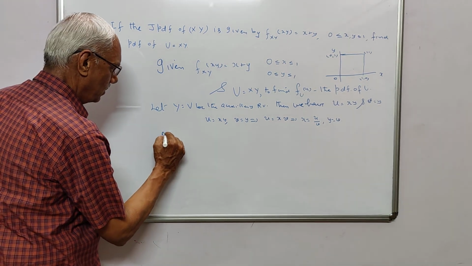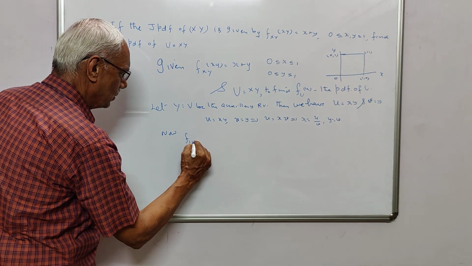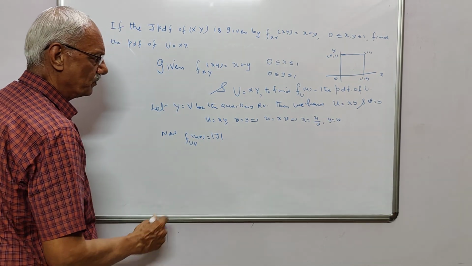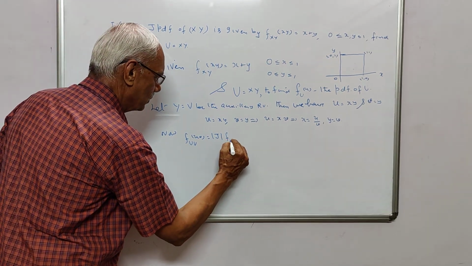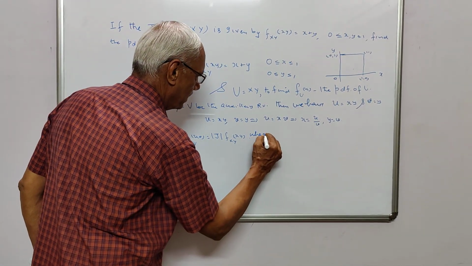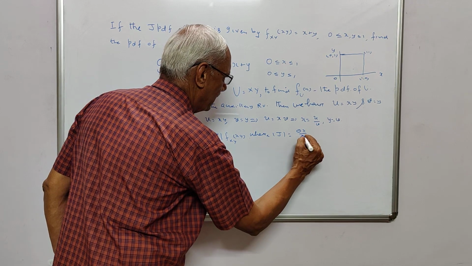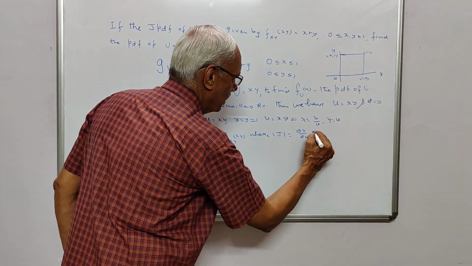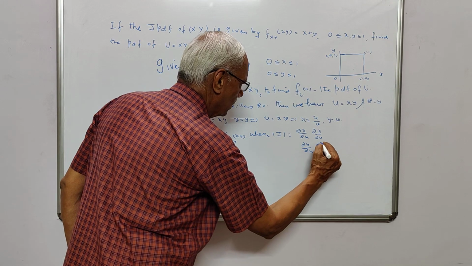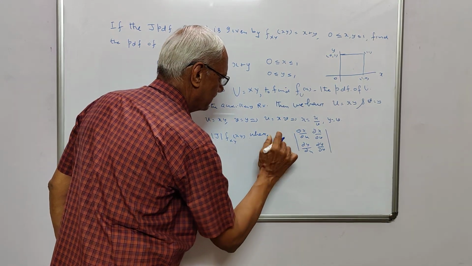Now your joint probability density function, namely f of uv of u, v, is given by J, which is nothing but the Jacobian, into f of xy of x, y, where your J is equal to the determinant of dou x by dou u, dou x by dou v, dou y by dou u, dou y by dou v. So this is the value of this.